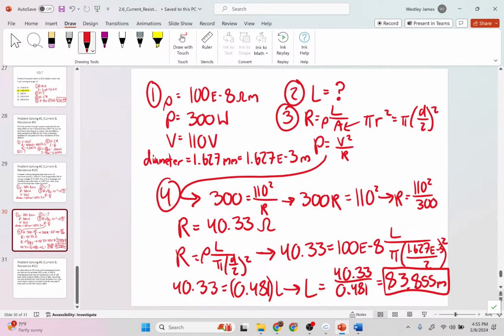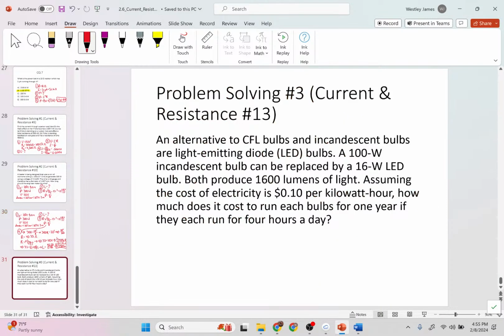All right. So this last one, I'm going to go much quicker, because again, it's not tested. I just want to do it for funsies. But again, it's not going to be tested. So I'm going to go through this one much quicker. There's not really an equation for this in the formula sheet. So again, don't stress this one. But still cool. All right, alternatives to CFL bulbs and incandescent bulbs are LED bulbs.